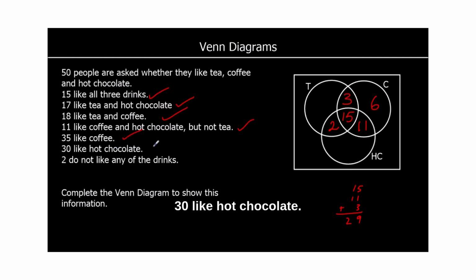30 like hot chocolate. So how many do we have so far? 15, 11, and 2. That's going to be 28. So we need 2 more in hot chocolate. And 2 do not like any of the drinks. So 2 go on the outside.